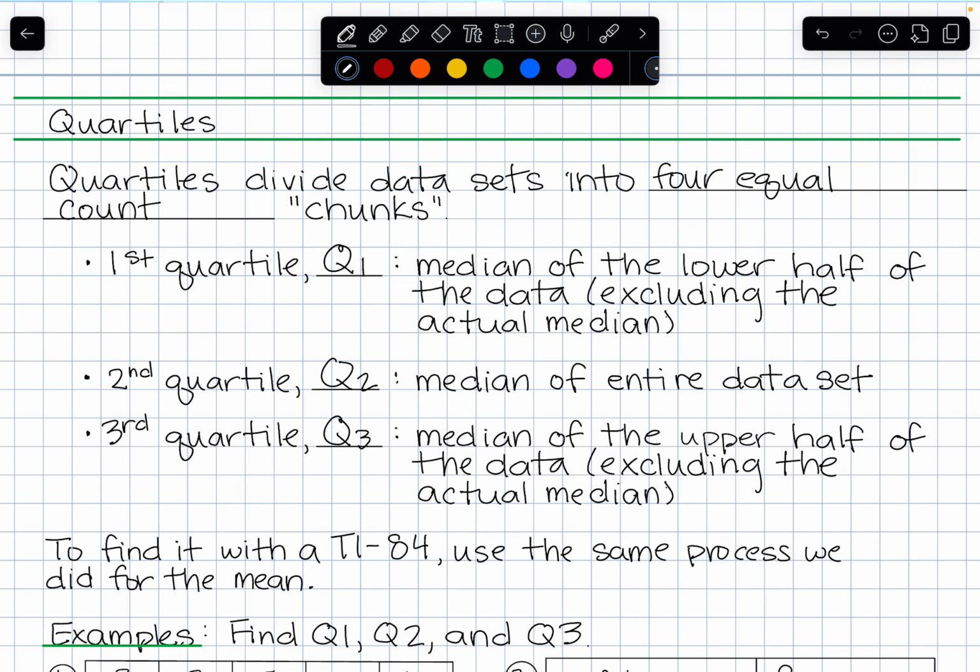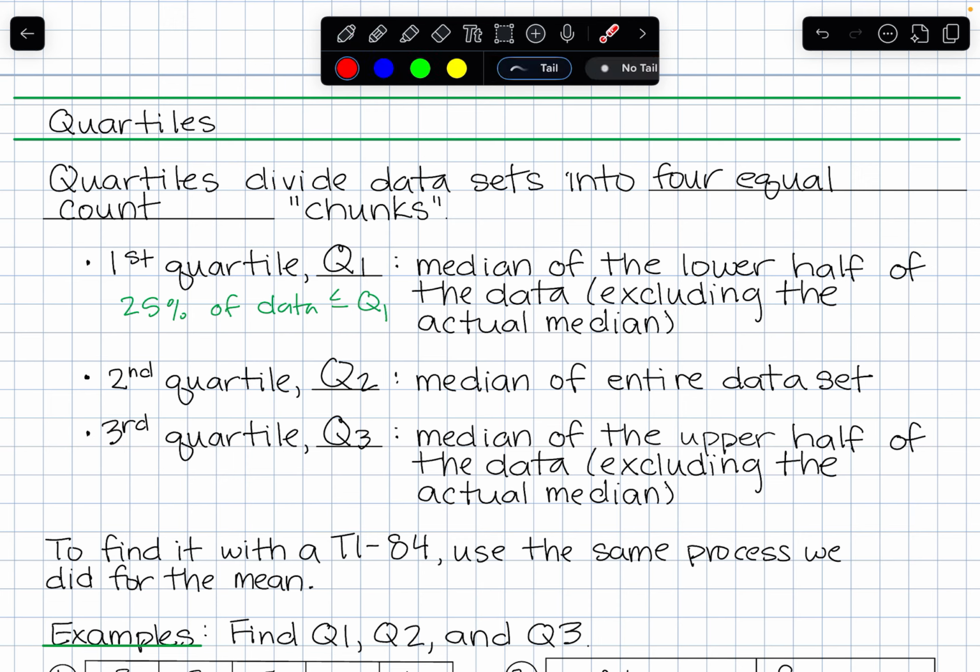For the first quartile, we're looking for the median of the lower half of the data, excluding the actual median itself. 25% of the data should be less than or equal to Q1. A quarter of the data should be less than or equal to that first quartile. It separates the lower 25 from the upper 75.